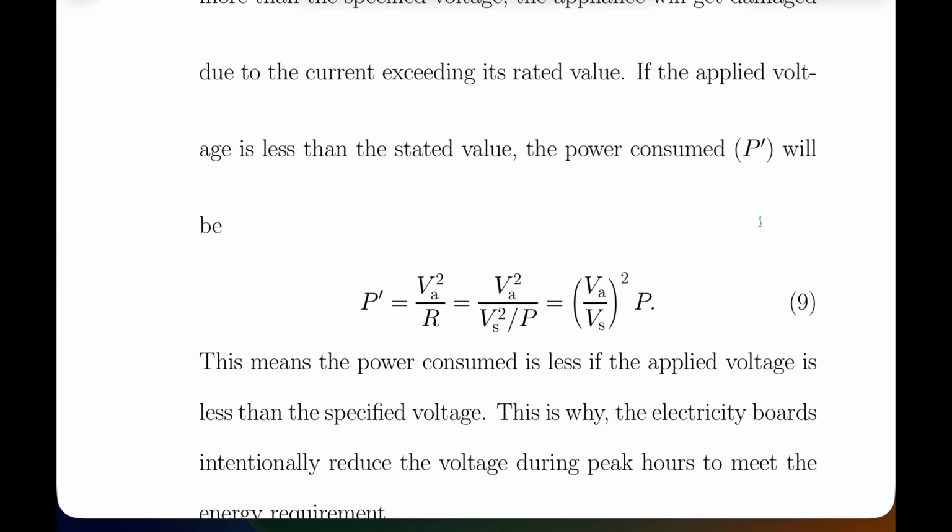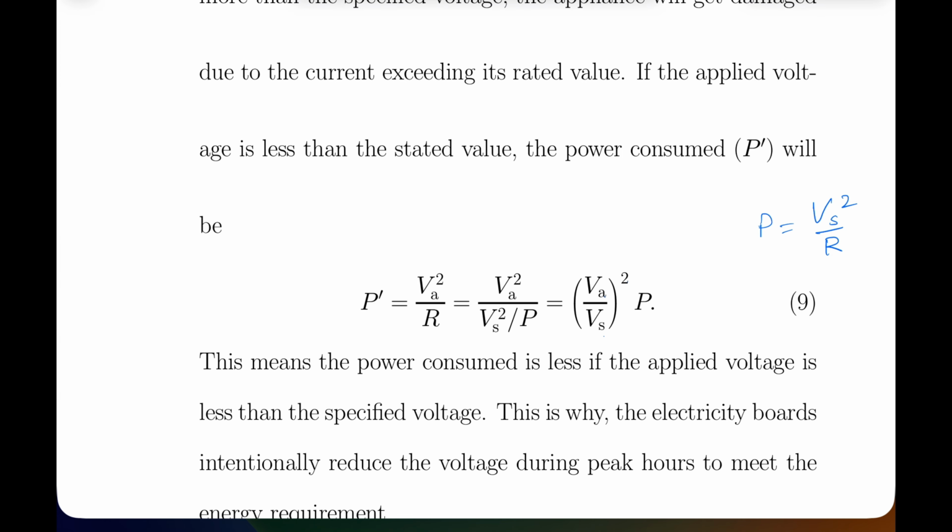From this relationship, we have P equal to Vs square by R. Okay. So stated voltage is Vs, the power is P. So P is equal to Vs square upon R. So this comes out to be Va upon Vs whole square into P. This means that the power consumed is less if the applied voltage is less than the specified voltage.